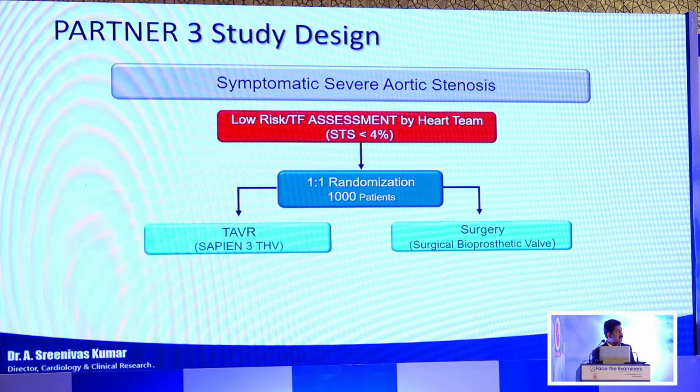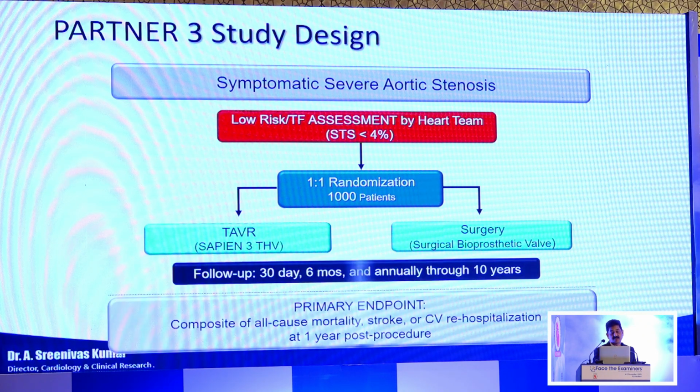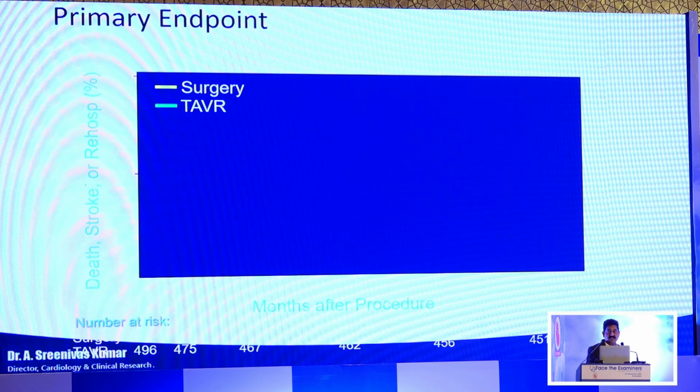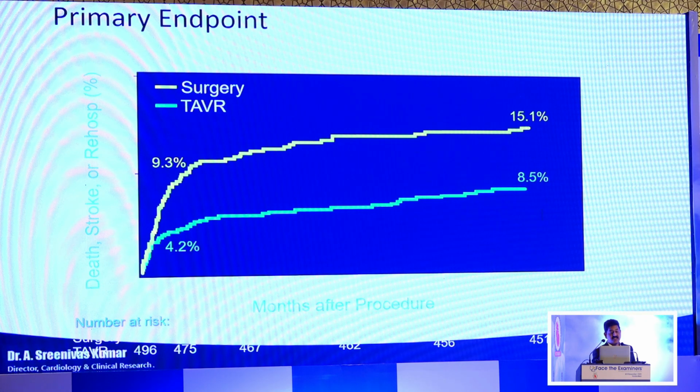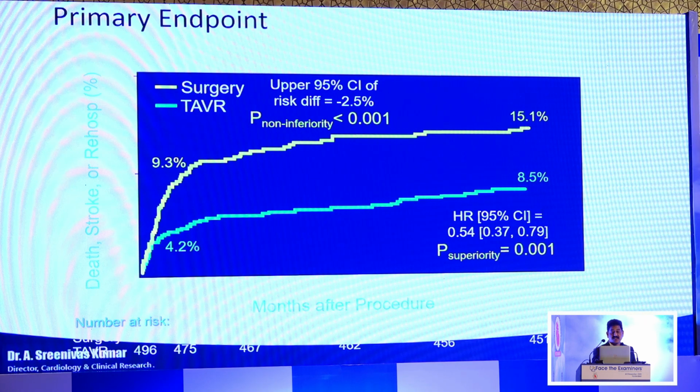The PARTNER 3 trial is 1:1 randomized, 1,000 in each group, randomized to surgery versus TAVR. And then they were followed up initially for a year, then 3 years, then 5 years. So what could have happened? The beauty of it is, you see, surprisingly, this is death, stroke, and rehospitalization. The aim was to prove it is as good as surgery. This is the primary endpoint which is being studied. TAVR performed better than surgery, in fact. That's how I think it got a lot of good reputation, and more centers were adopting it.